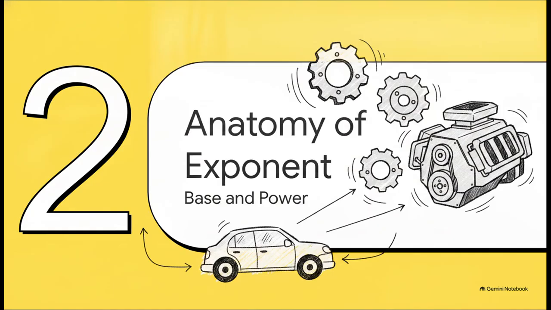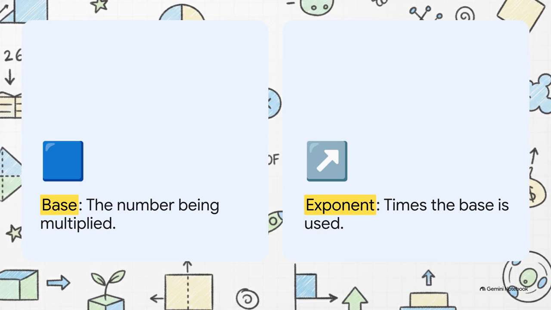Moving on to Section 2, Anatomy of an Exponent. Let's define the base and the power. Okay, so an exponential expression basically has two main parts. You've got the base, which is the actual number being multiplied. Then you have the exponent, that little number up top, which tells you exactly how many times the base is used as a factor. So, in 2 to the power of 4, 2 is the base and 4 is our exponent.